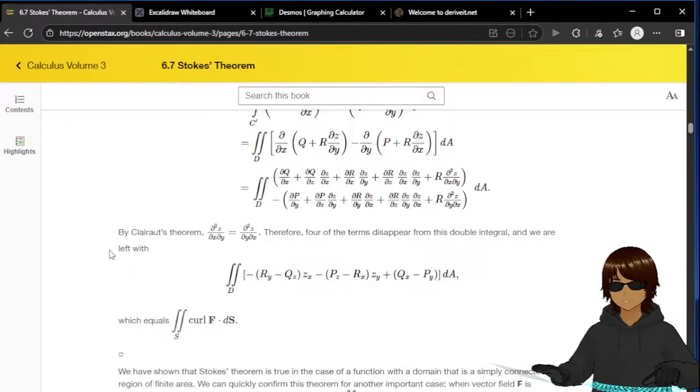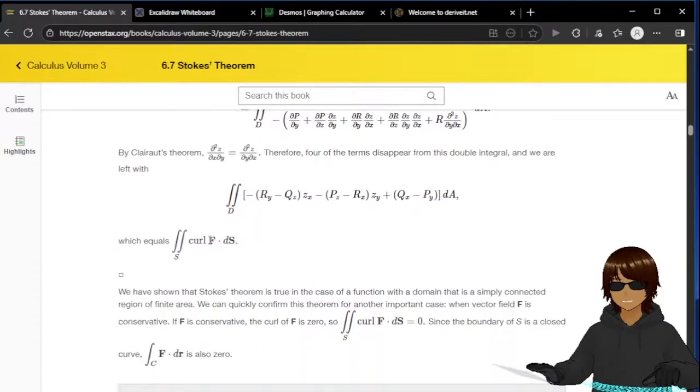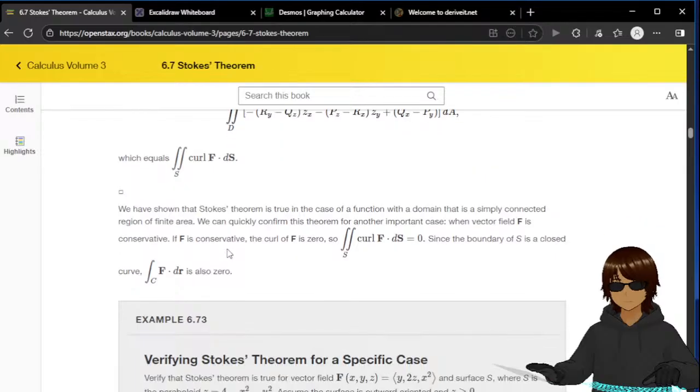What is this? Clairaut's, how do you pronounce Clairaut's theorem? This is equal to this. Yeah, if you switch the x and y, they're the same. Therefore, four of the terms disappear from this double integral and we are left with this, which equals the surface integral of curl F dot dS.